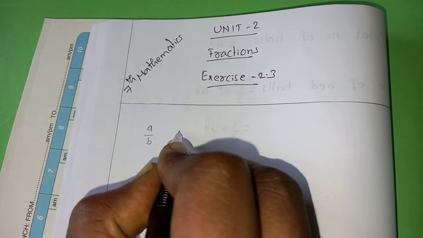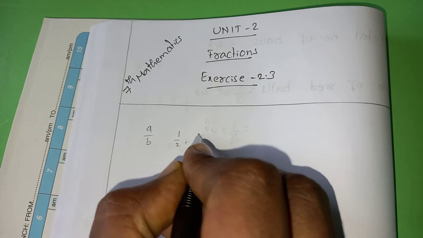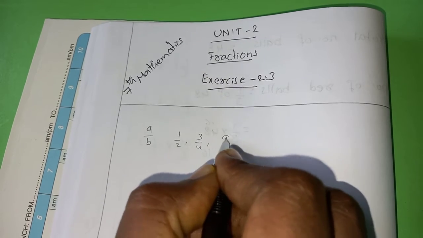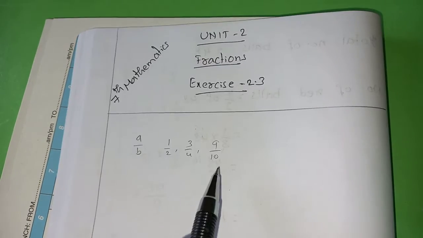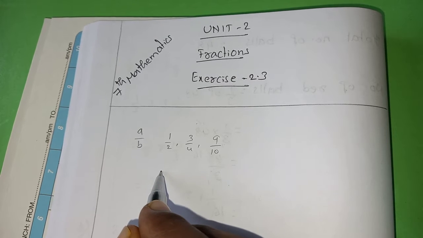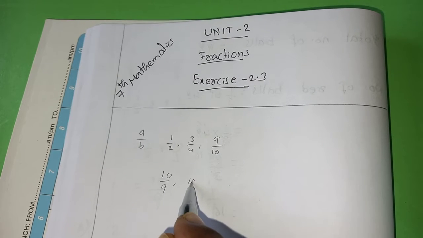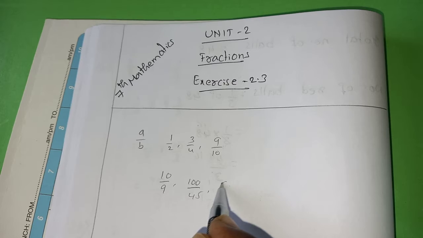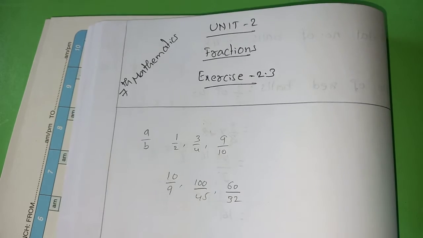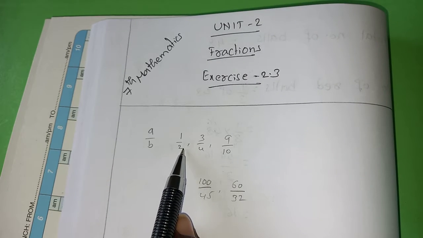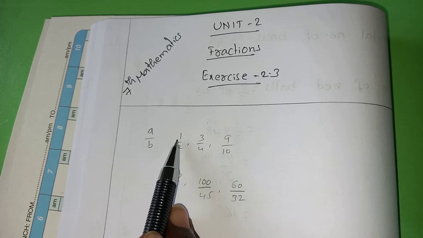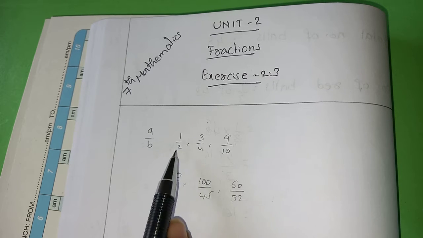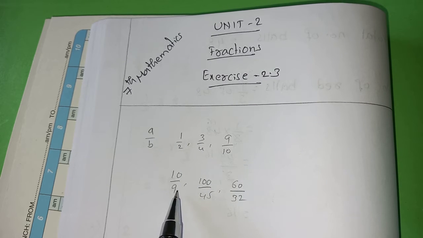Proper fractions are 1 by 2, 3 by 4, 9 by 10, like this. If it is an improper fraction, it means 10 by 9, 100 by 45, 60 by 32, like this. Why are these proper fractions? The numerator is less than the denominator, and in case of improper fraction the numerator is greater than the denominator.